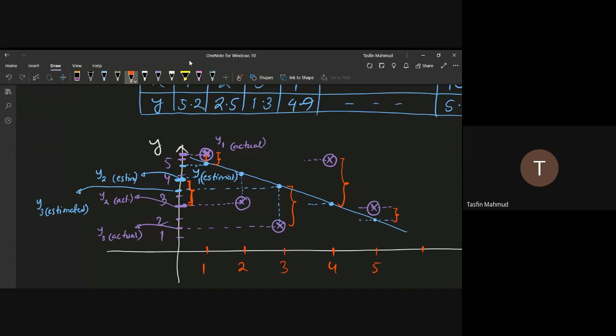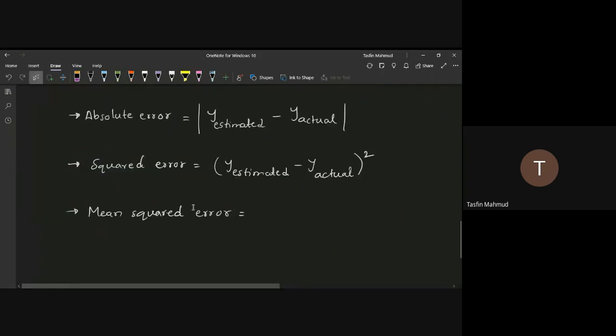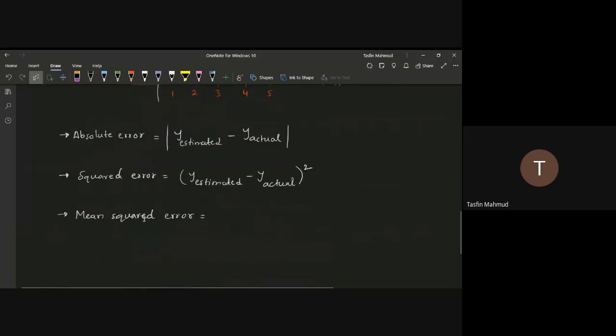Okay, so I guess now we can understand how actually we are calculating the error for each of the data points, right? So now we will define mean squared error. So for each of the data points, we can calculate the squared error. So for the first data point, our squared error, let's assume e1 square. E1 square was the y1 estimated.